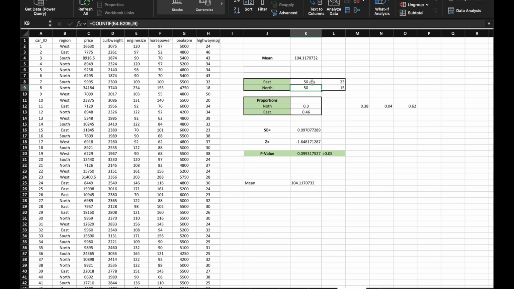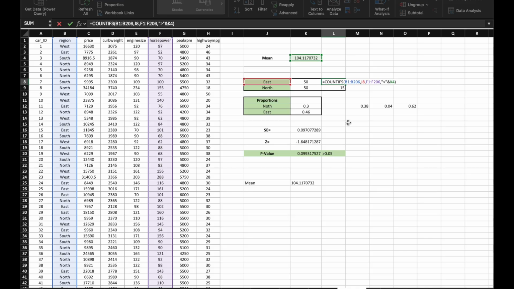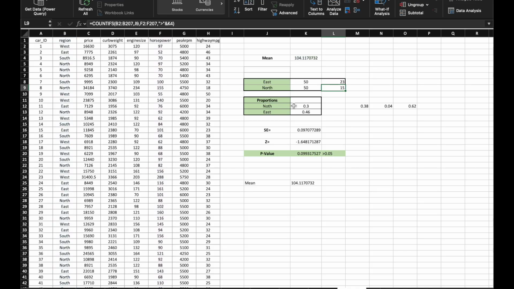Then we need to calculate the total cars per region. After that, we need to count the cars above the average in each region, and then calculate the proportions, that is, the cars above the average per region divided by the total cars per region. Then we need to run a Z test for two proportions, to see if the difference between 30% and 46% is real or just a coincidence.